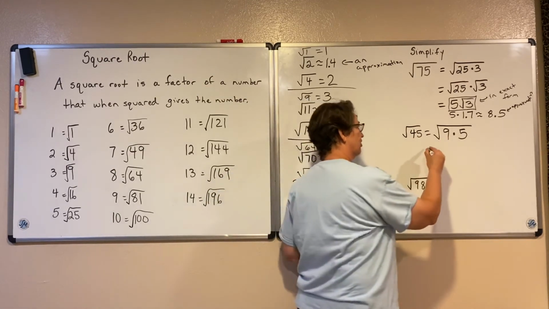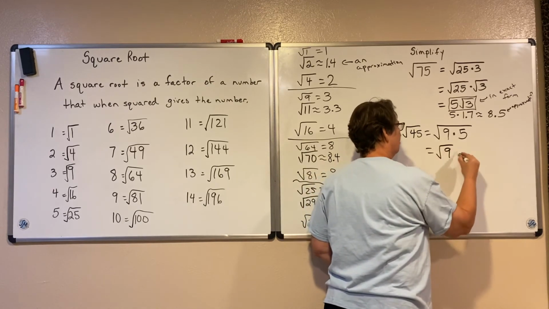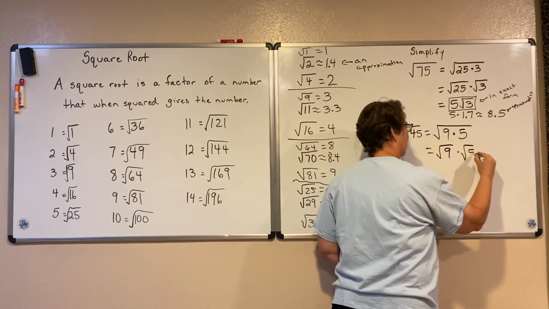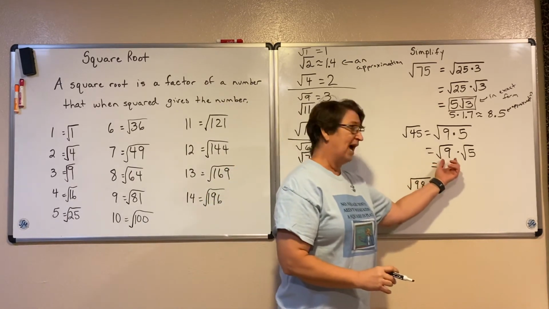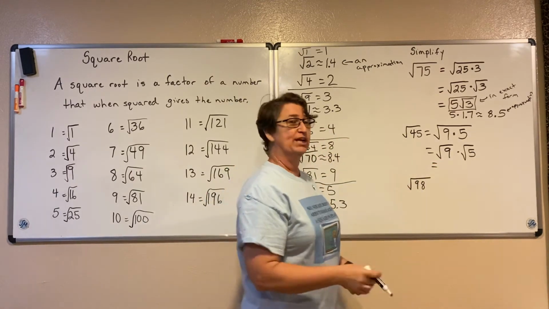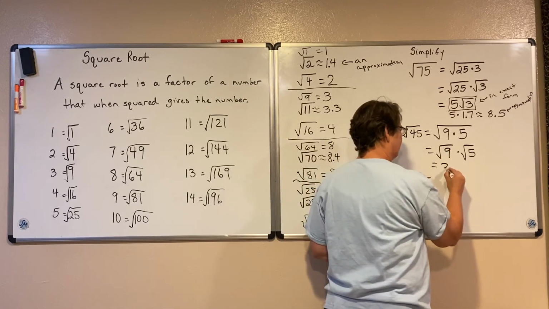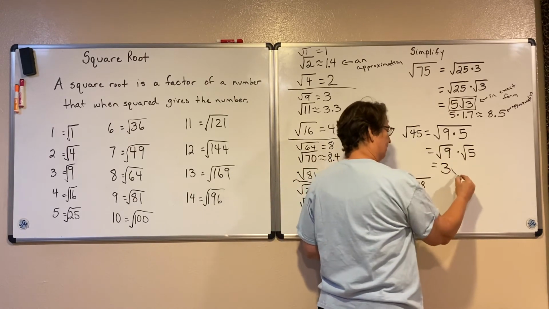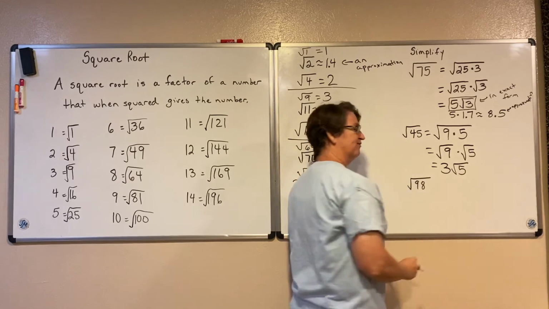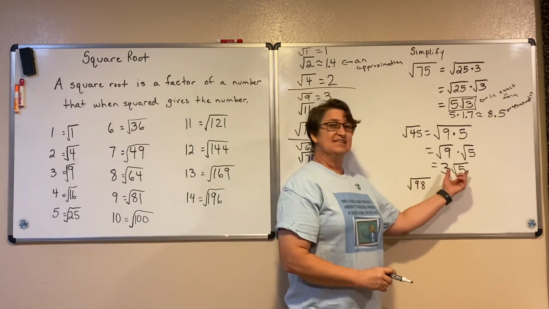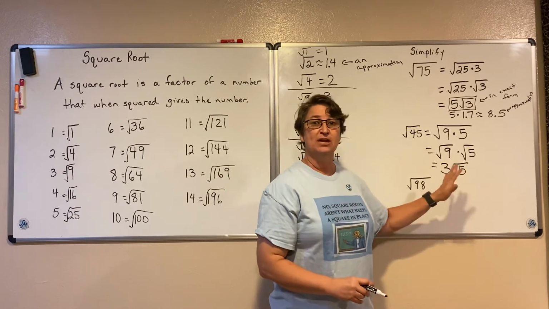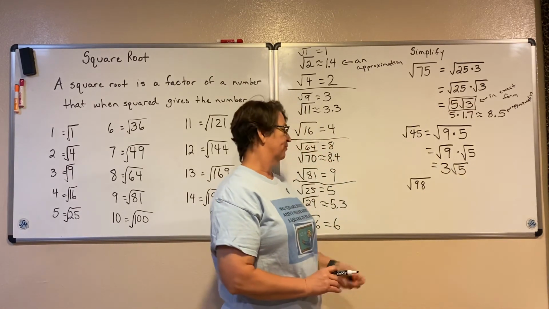Now I can take those two and break them apart. So I have the square root of 9 times the square root of 5. Well, the square root of 9 is a nice pretty number. It comes out nicely so that it's 3, and I'm left with the square root of 5 still being the square root of 5. Here it is in exact form. I'm going to leave it like that for now.